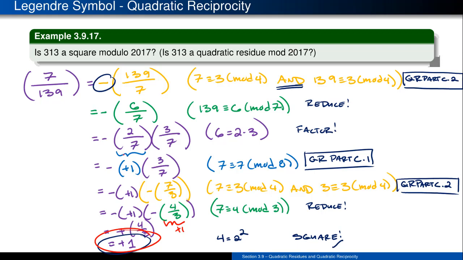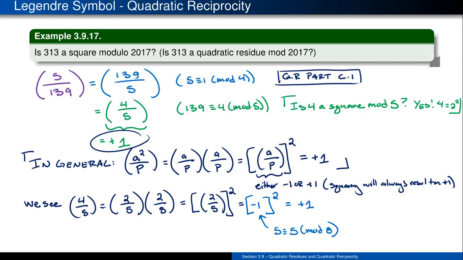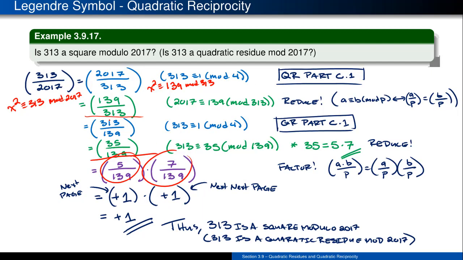You're like, I got to take the 6 and write it as a 2 and a 3 and go from there. As I said, you could technically stop here and be like, okay, I know 6 is not a perfect square mod 7, so let's just return that as a negative 1. The negative 1 and the negative is going to return as a positive 1. Okay, let's jump back. Everything is great. We know that 313 is properly going to be a square modulo 2017. So it's a nice little activity on arithmetic.